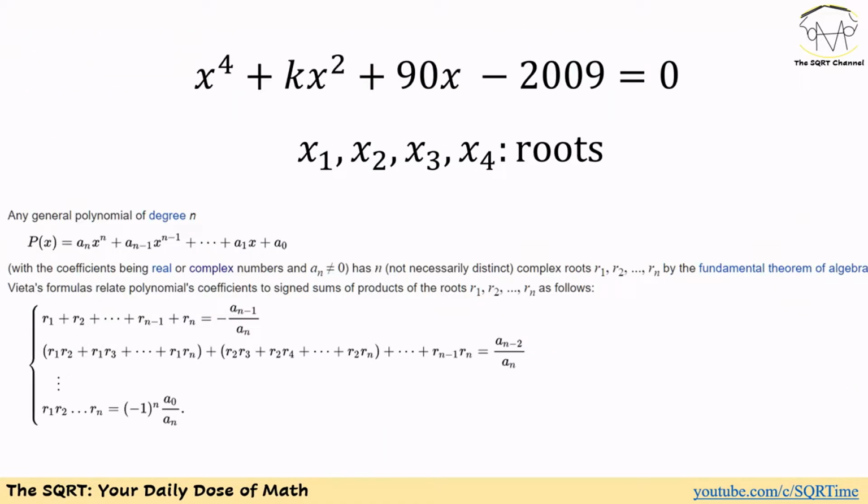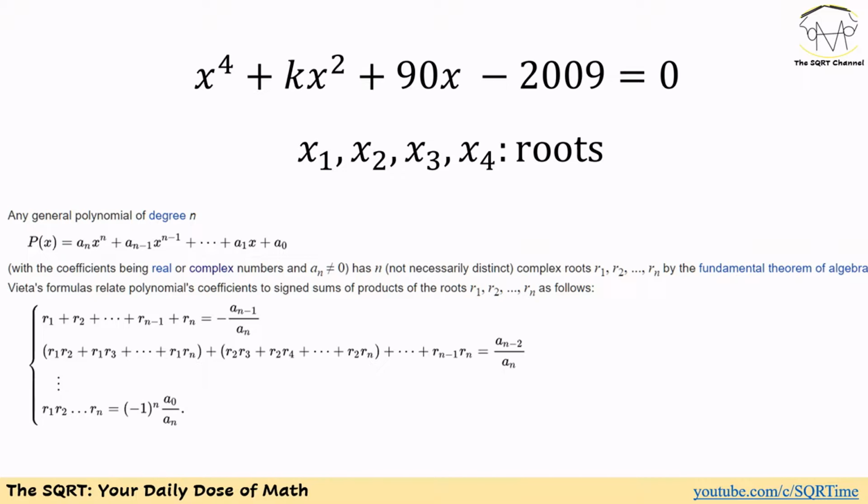To solve this problem, we are going to use Vieta formula. For any general polynomial of degree n, denoted as an times x to the power of n plus an minus 1 times x to the power of n minus 1 and so on and so forth until a0, with some conditions that you are seeing here, we are interested to know what's the sum of all roots, or what's the product of all roots, and so on and so forth.